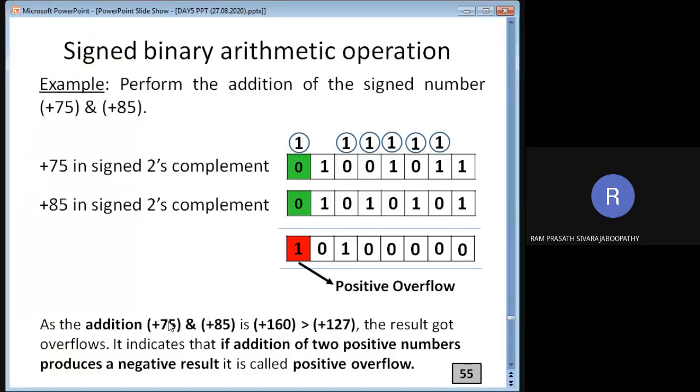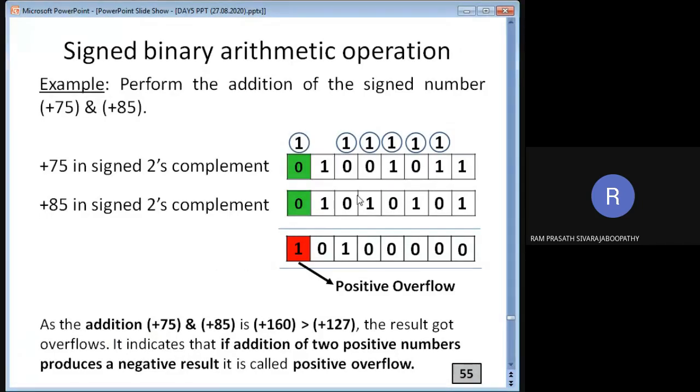Okay, but what result should we actually get? Plus 160 should come. It cannot be represented as it overflows the value. So the result got overflow. It indicates that if the addition of two positive numbers produces a negative result, that is called positive overflow. Clear? When you are studying microprocessor and microcontroller, you will study overflow. What is meant by positive overflow and negative overflow? That is what we are covering here. Clear?